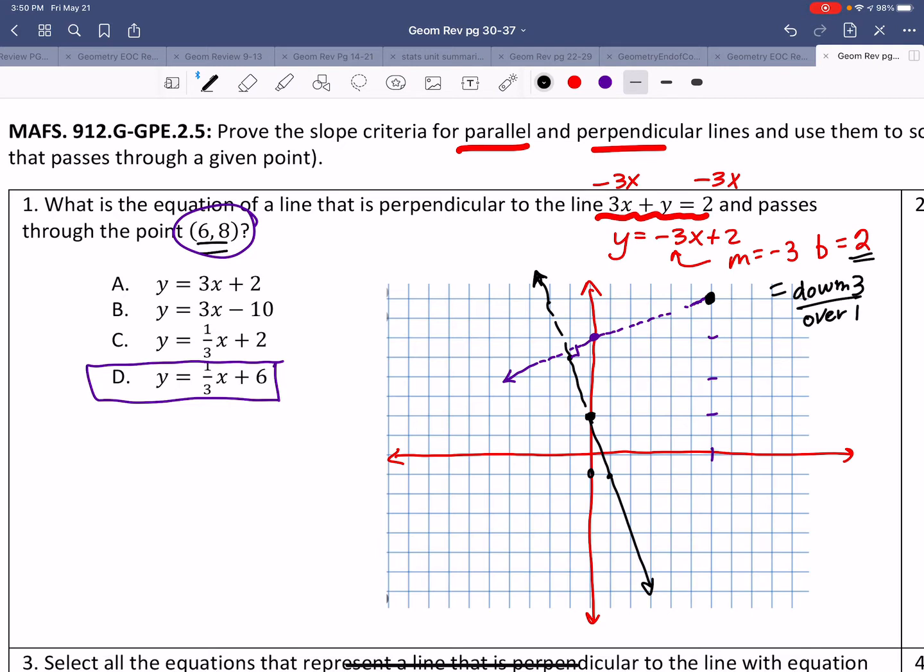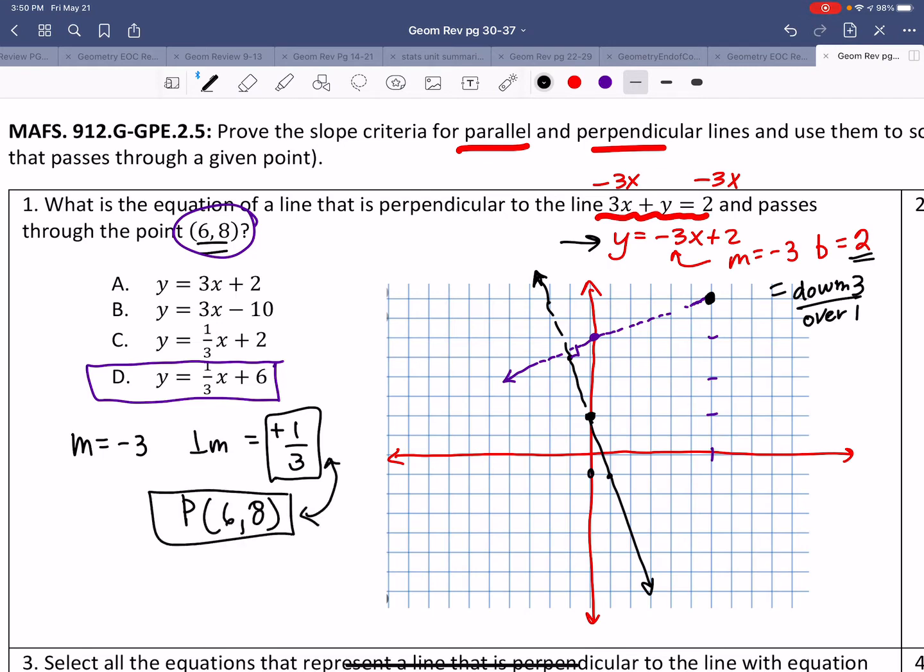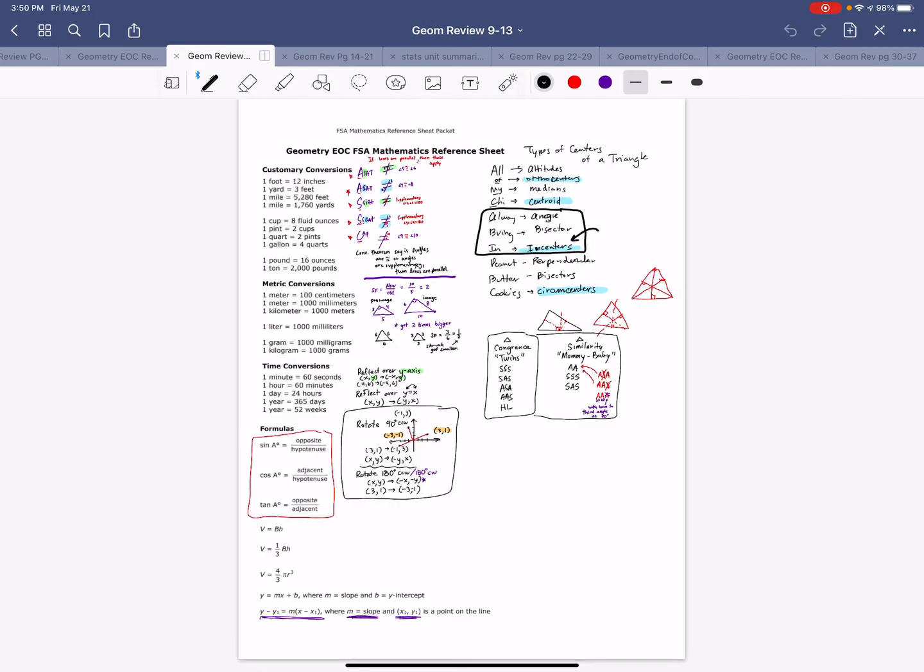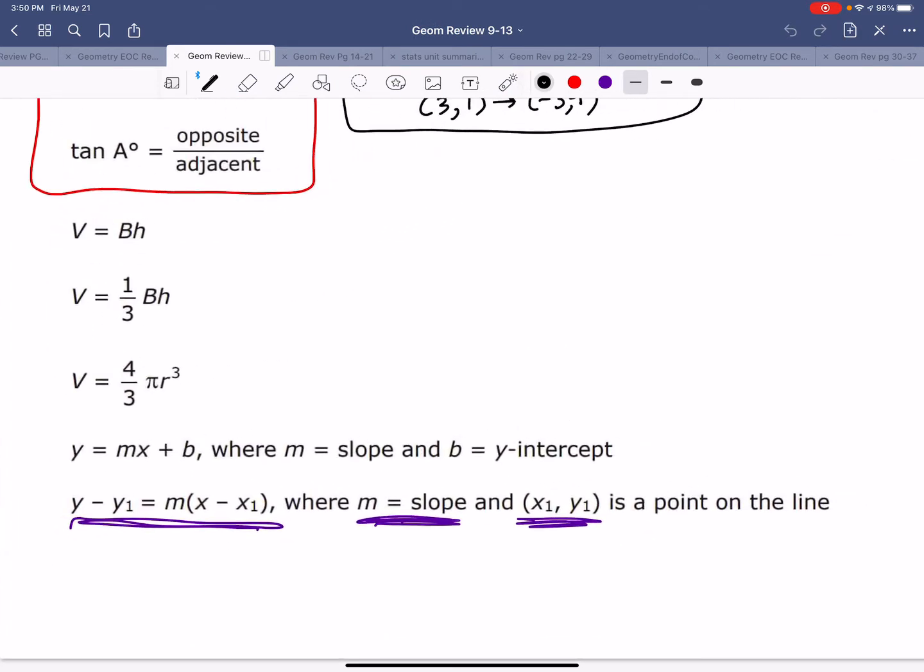Well, if this is my line, I know that if my slope is negative 3, then my perpendicular slope would be the opposite reciprocal. So I need a point, and I have the point, and I need a slope, and I have that slope. So on my formula sheet that they've given us, where is that? On our formula sheet, they give this to us. It's called the point-slope formula. So you can use that here.